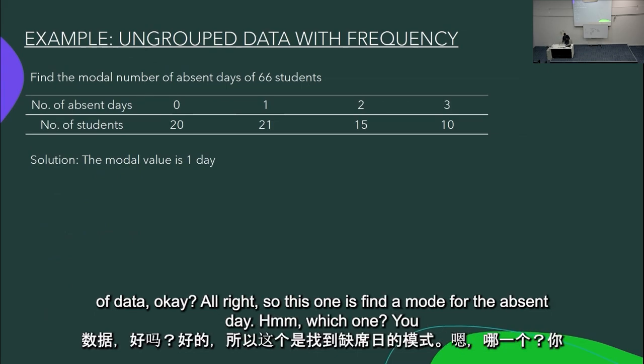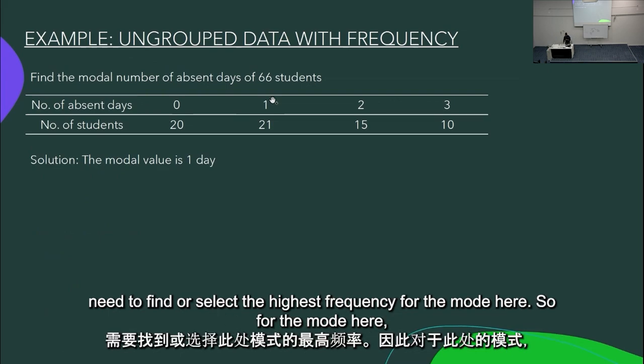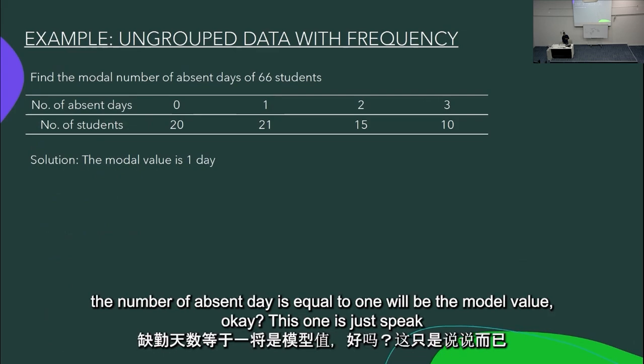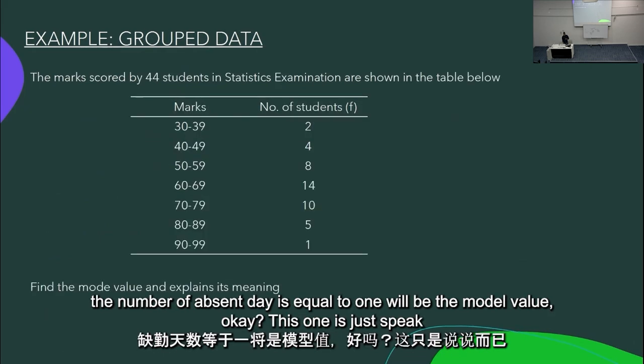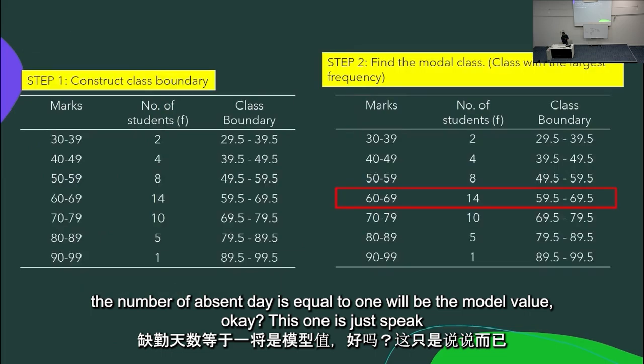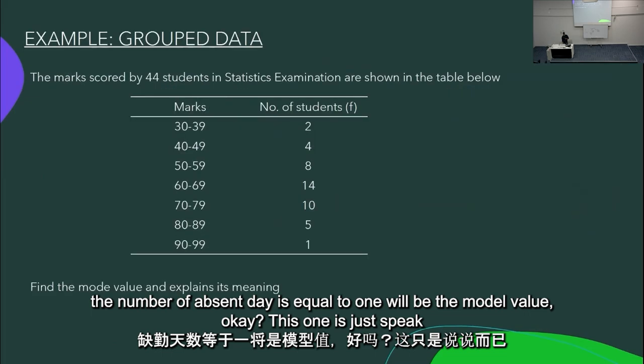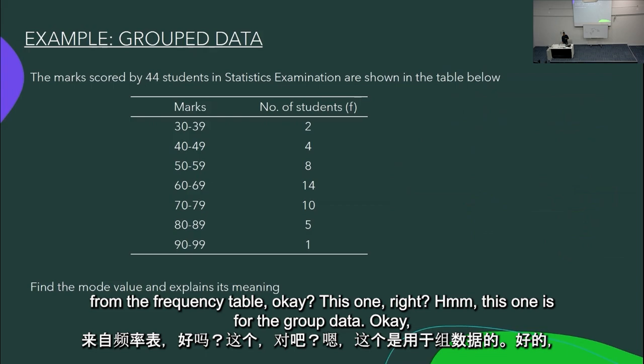Alright, so this one is to find the mode for the absent day. You need to select the highest frequency for the mode here. So for the mode here, the number of absent days equal to 1 will be the modal value. This one is easy, just pick from the frequency table.